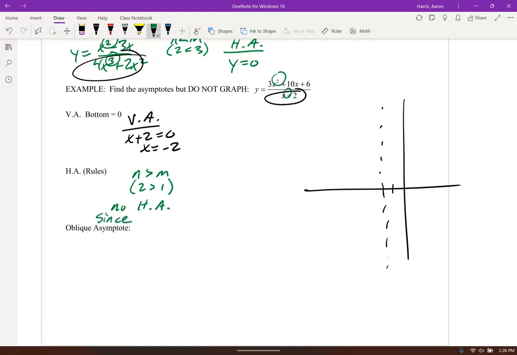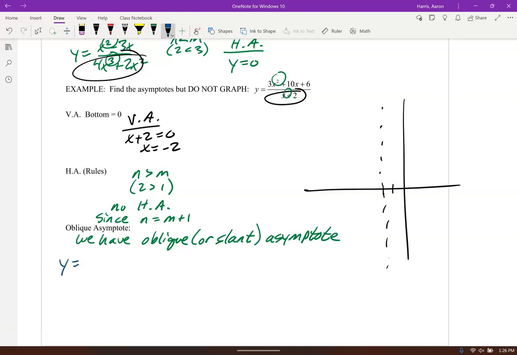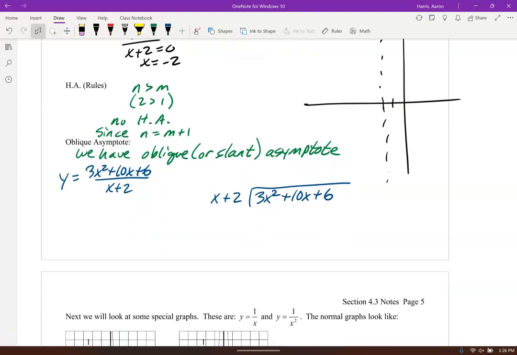Now, since the degree of the top is only 1 more than the bottom, it's only a difference of 1 here, then we have an oblique, also referred to as a slant asymptote. And the way to find that is you got to do the division. So right now we have this 3x squared plus 10x plus 6, being divided by x plus 2. So we're going to go to the side, and we're going to do long division. We're going to write this as quotient plus remainder over divisor. So let's go ahead and do this.